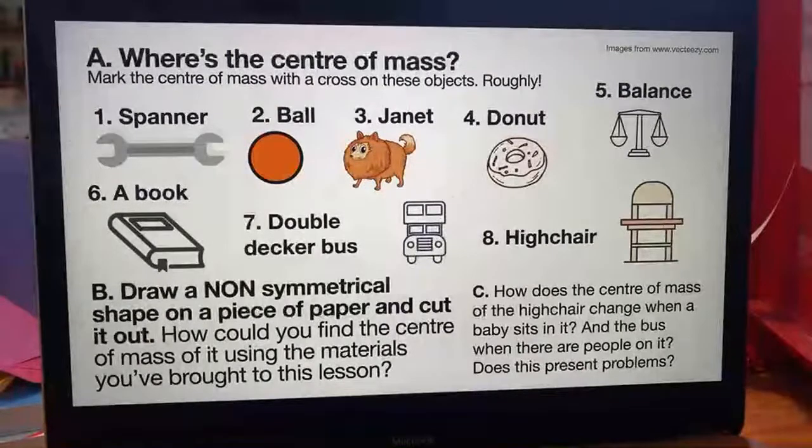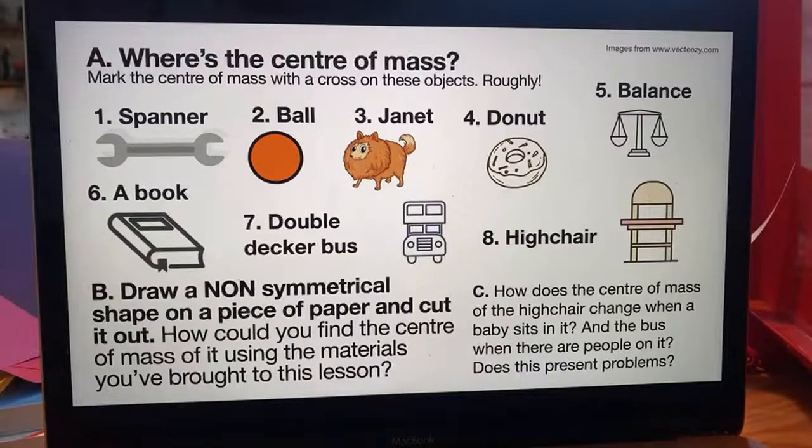So using Play-Doh, a pin or a needle, some string, a cereal box. How are you going to find the centre of mass of that unsymmetrical piece of paper? And question C, if you've got that far. You've got a high chair and a double-decker bus. How does the centre of mass of the high chair change when a baby sits in it? And how does the centre of mass of the bus change when there are people on it?